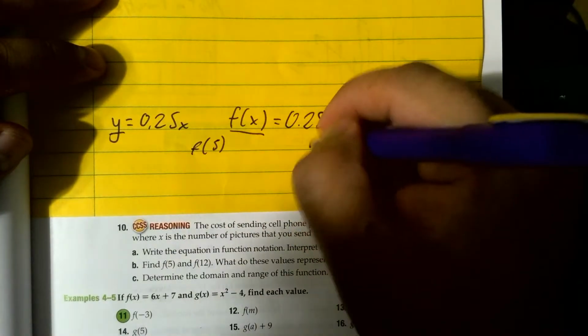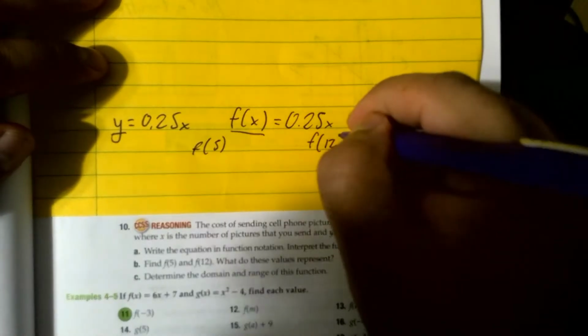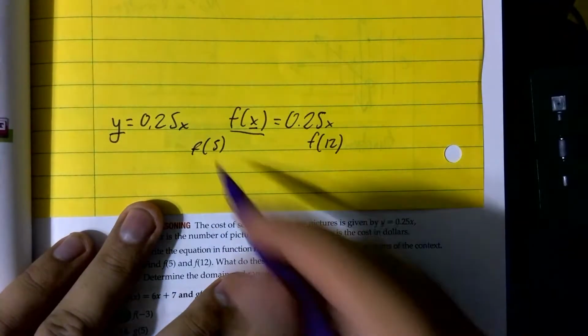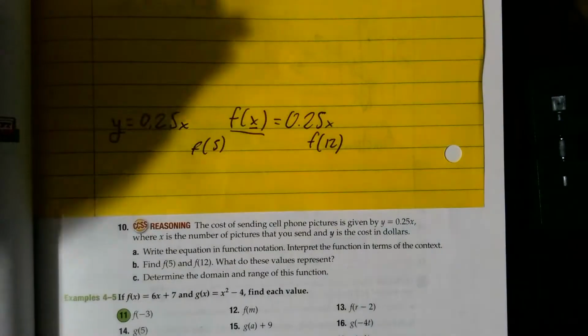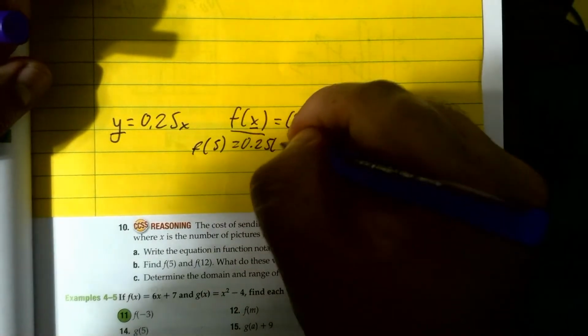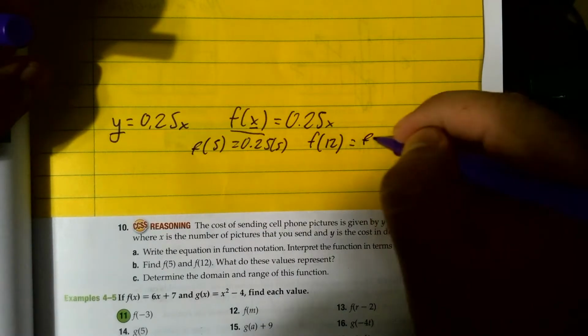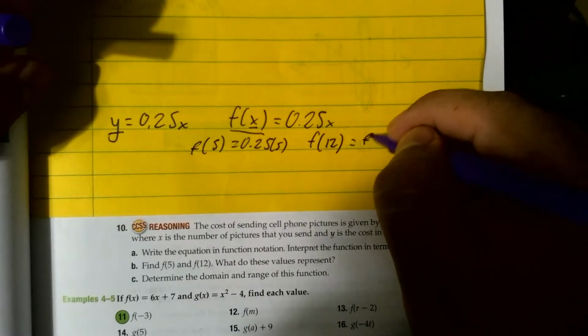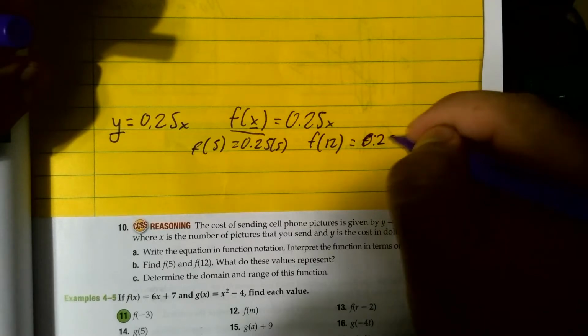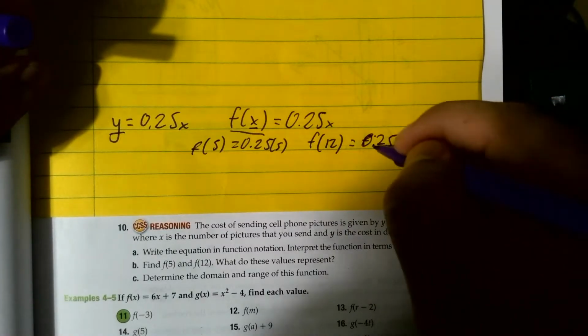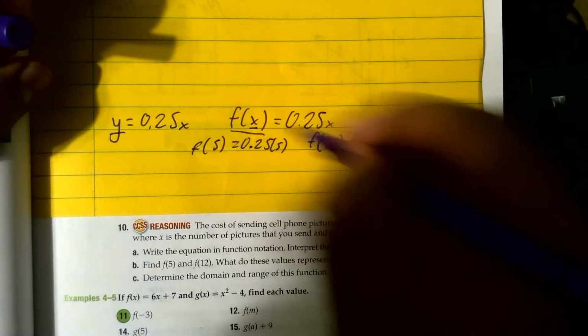Now they want you to find f of 5 and f of 12. All this means is instead of your x, you're going to be using 5 and 12. So f of 5 literally means 0.25 times 5, and f of 12 literally means, oh, I messed up, 0.25 times 12. Looks like a clock. Oh well.